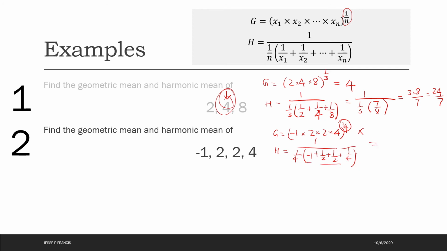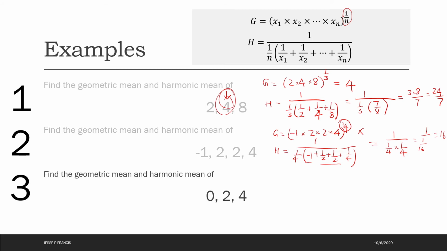Here, if you notice, minus 1 plus 1 is equal to 0. So you have 1 by 4 into 1 by 4, which is 1 by 16, that is 16. Oh, that's not sensible. Given this particular distribution, 16 is too far away. So this is one of the places where harmonic mean and geometric mean are failing us.